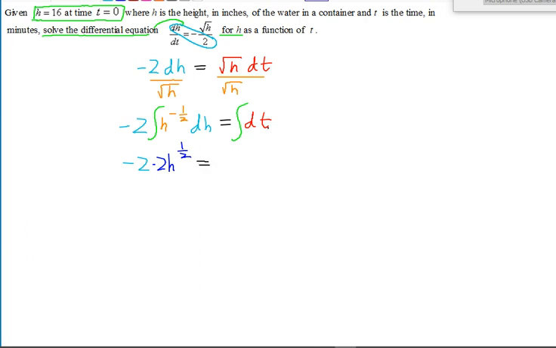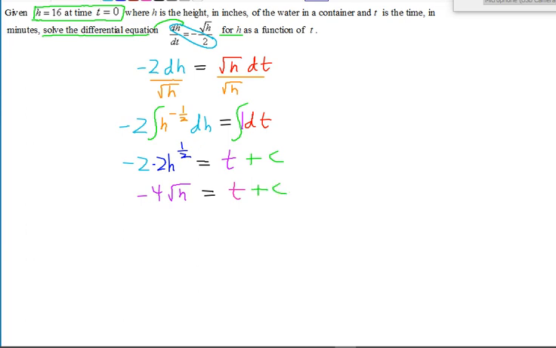Now, how do you integrate it if it's just dt? Well, remember, even though we don't see it, in front of that dt is an invisible 1. So we integrate 1, and that just gives us t, and this tells us the variable is t. So that integrates to t plus our unknown constant c. And then we can combine these to be negative 4 square root of h equals t plus c. So now we've integrated both sides.